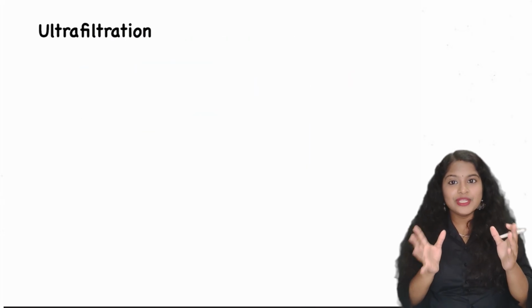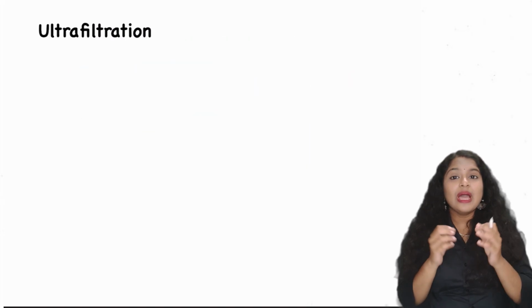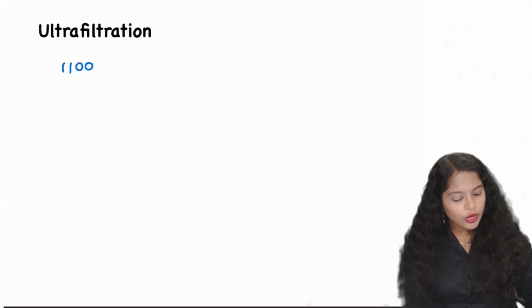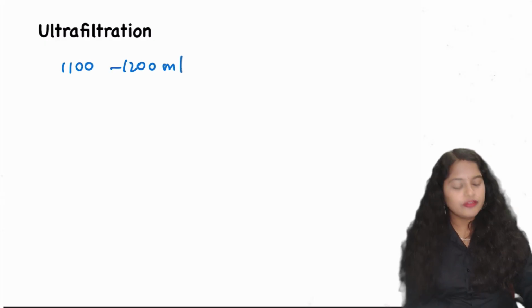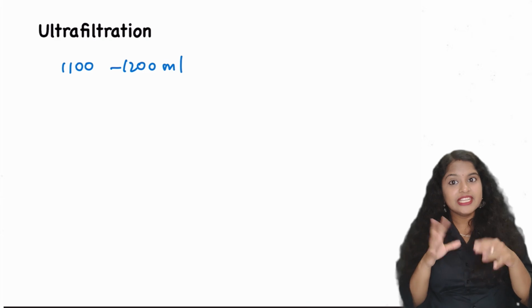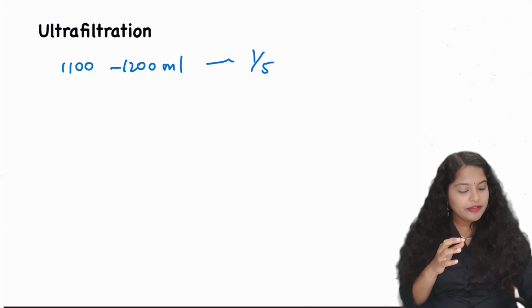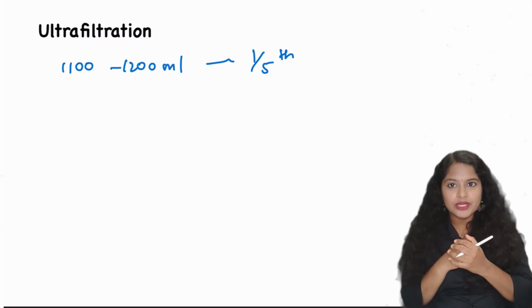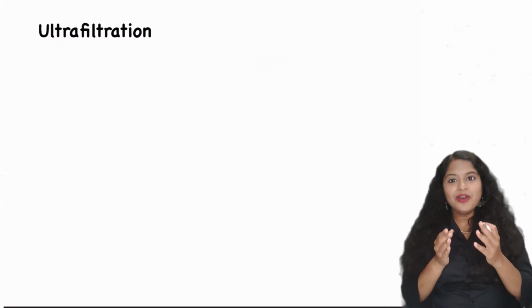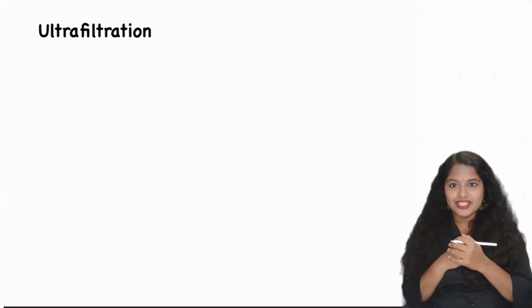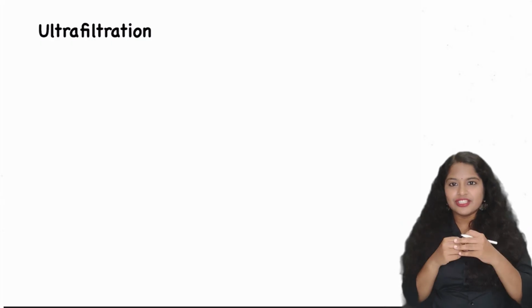So now we are going to see what is ultrafiltration. Approximately 1100 to 1200 ml of filtrate is produced by our kidney in 1 minute. So this is approximately 1/5 of the blood which is pumped out from each ventricle in a minute. So now we are going to learn what is ultrafiltration. So why is it called ultrafiltration?